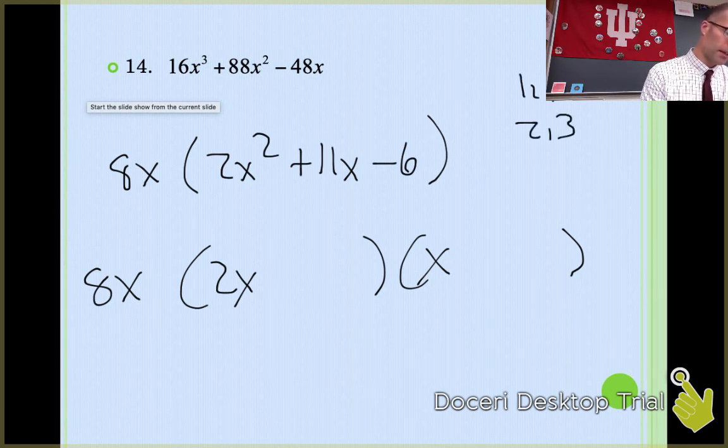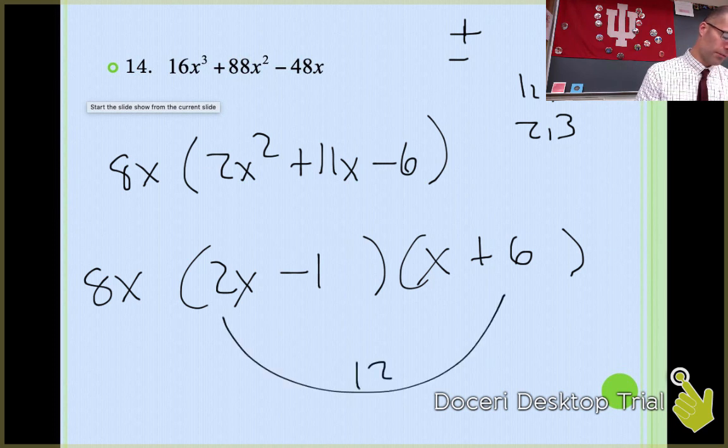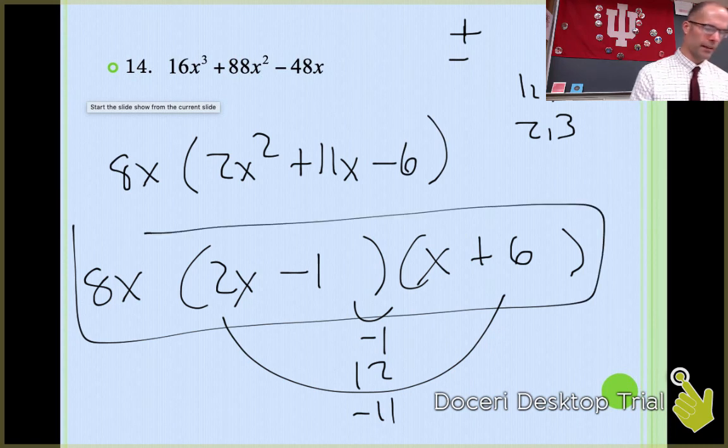Since my c-value sign is negative, I know one's positive, one's negative. So I know if I multiply 2 times 6, that's going to give me 12, which is really close to 11. So let's see if I put the plus 6 here, the minus 1 here. That gives me 12 minus 1, which gives me the negative 11. Boom. Got it.